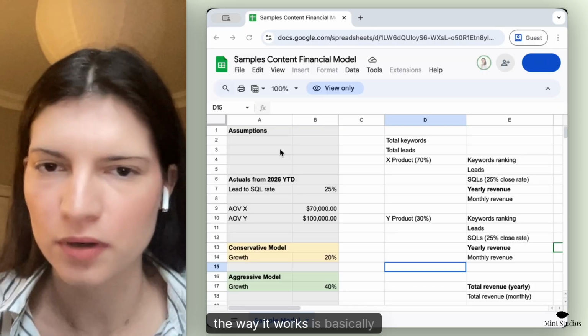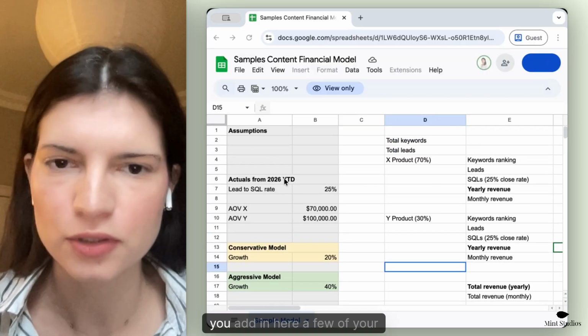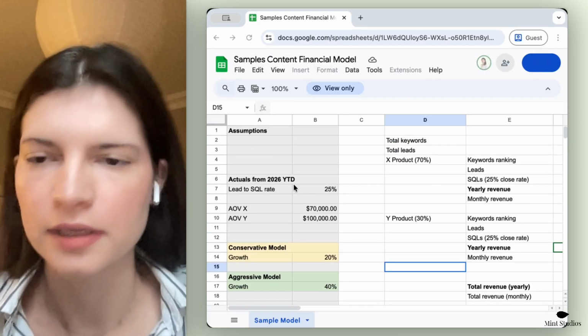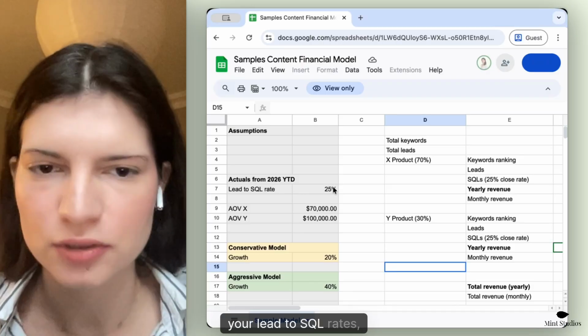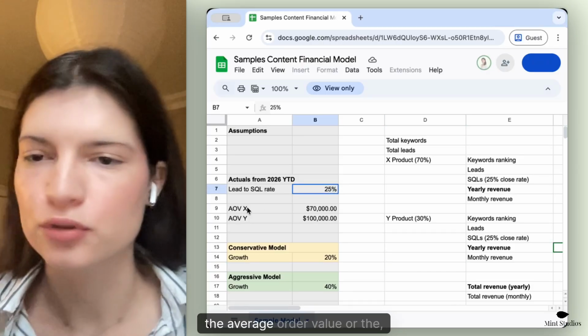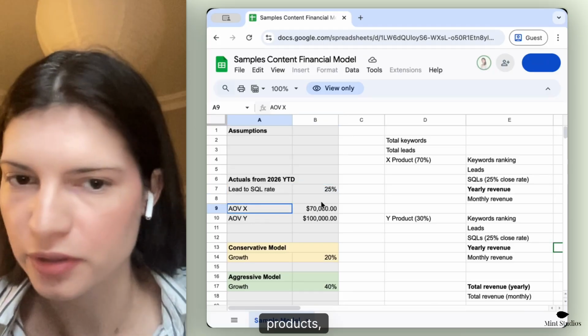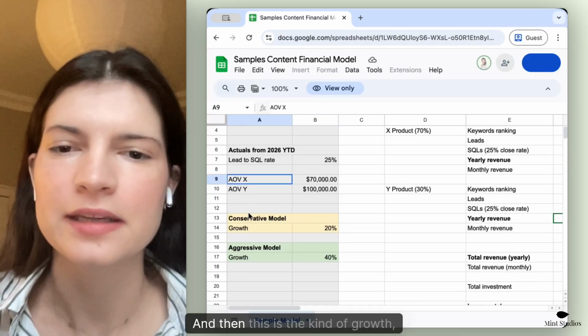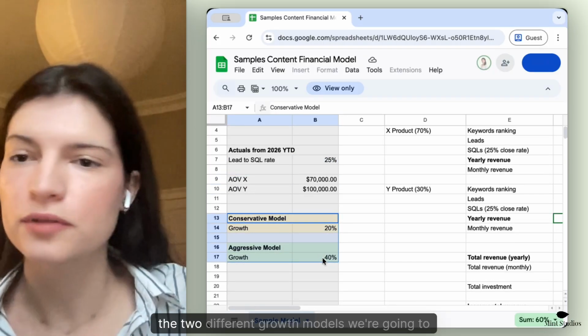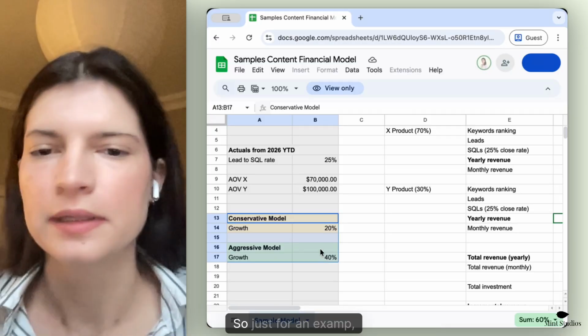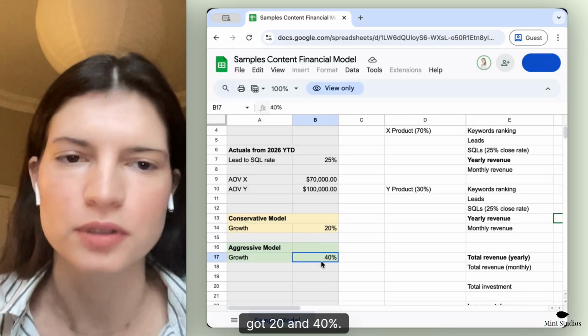And the way it works is basically you add in here a few of your key numbers, your lead to SQL rate, the average order value or the yearly value of one customer for two different products, for example, here. And then these are the two different growth models we're going to use. So just for an example here, we've got 20 and 40%.